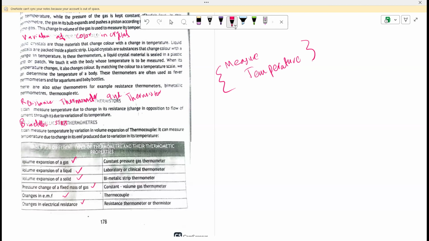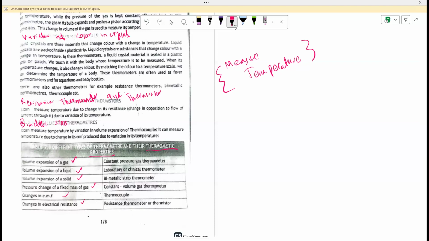If it's melting, then the temperature is probably increasing. So these are the properties through which we can identify the change in temperature, and such properties are known as thermometric properties. These are the properties through which we identify the change of temperature in that particular substance.